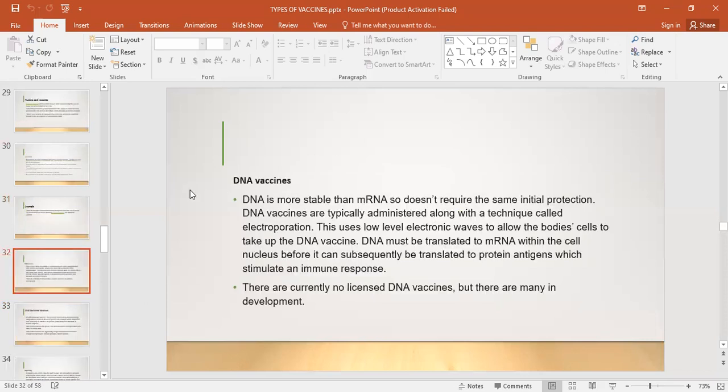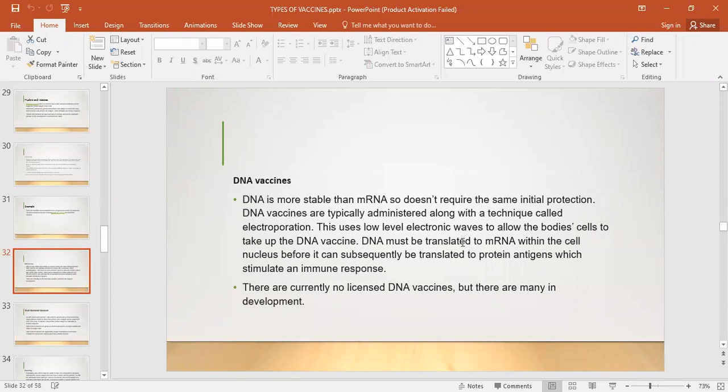Now comes the DNA vaccine. DNA is more stable than messenger RNA, so doesn't require the same initial protection. DNA vaccines are typically administered along with a technique called electroporation. This uses low-level electronic waves to allow the body's cells to take up the DNA vaccine.